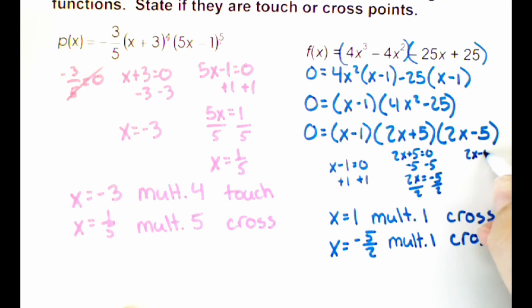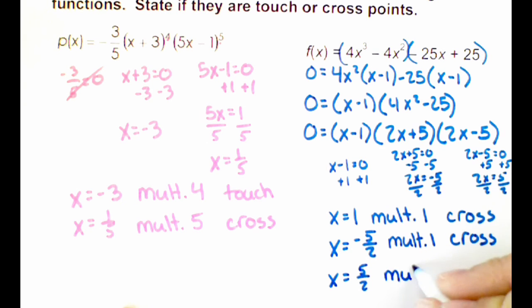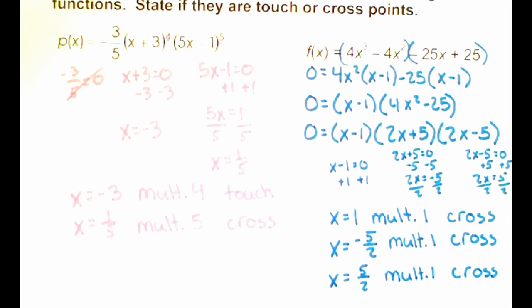And 2x minus 5 equals 0. We add the 5, giving me 2x equals 5. Divide by 2, giving me x equals positive 5 over 2 for my last 0. The multiplicity again is 1. And it is a cross point. There's our 3 zeros.